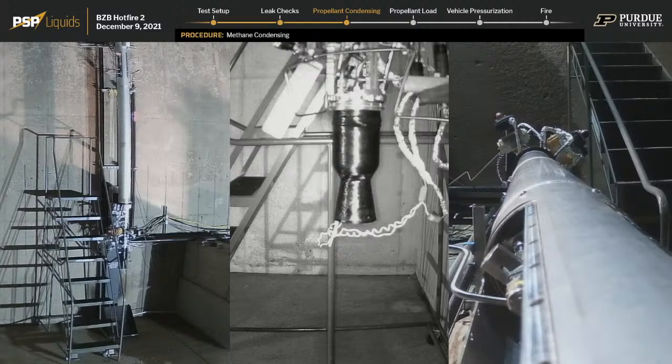The engine cools itself by physically burning away part of the chamber as the propellants burn within it.